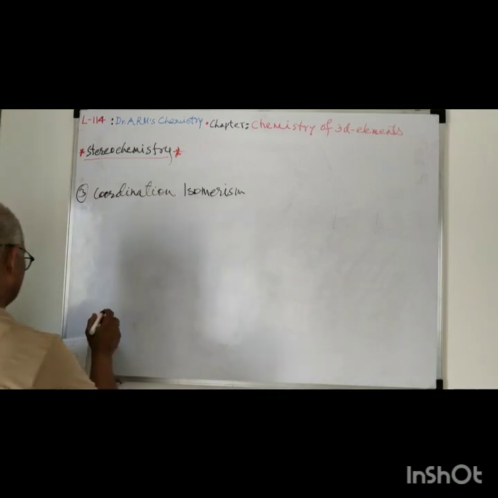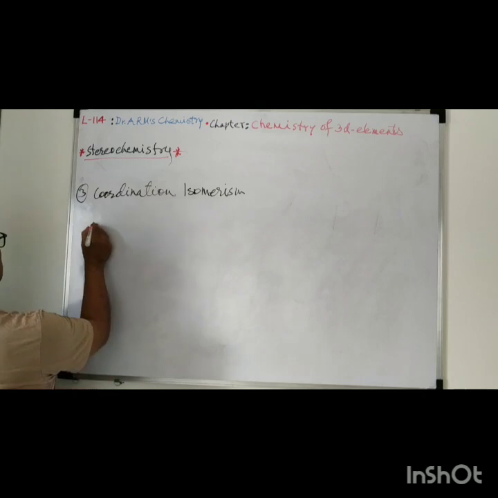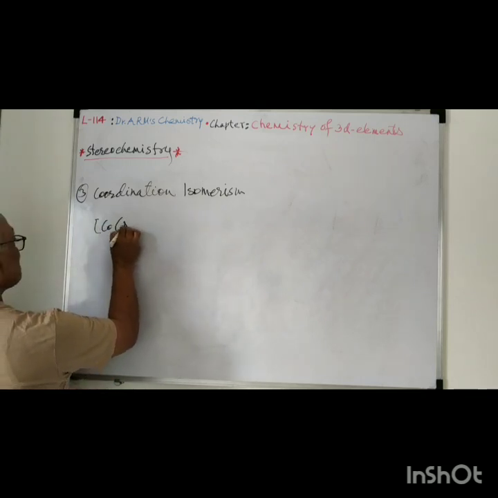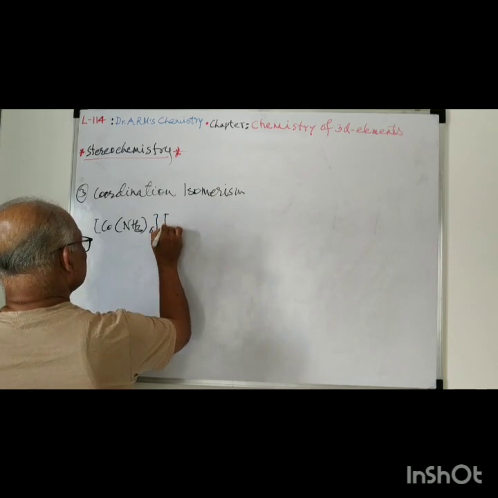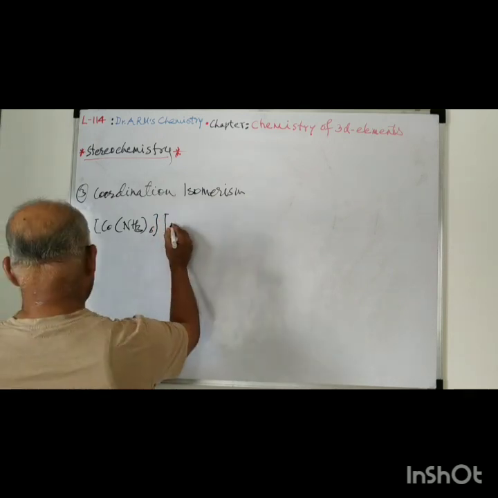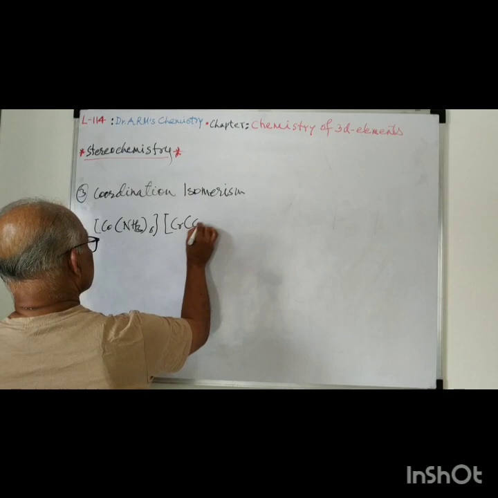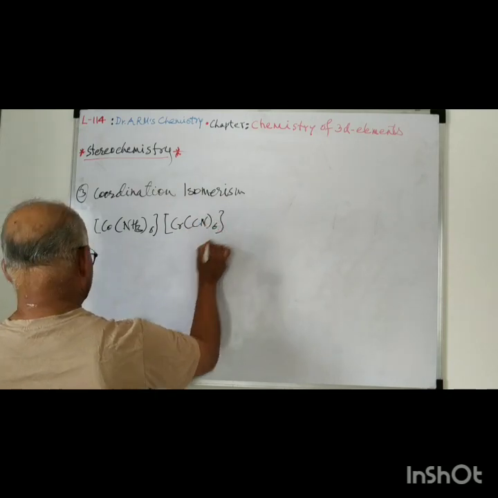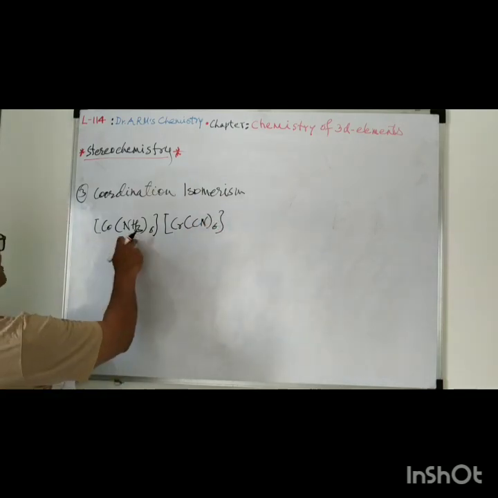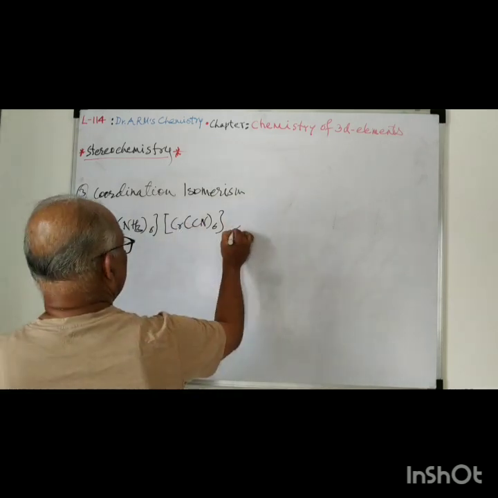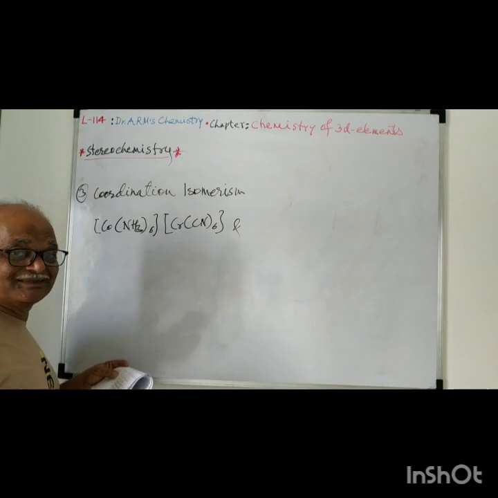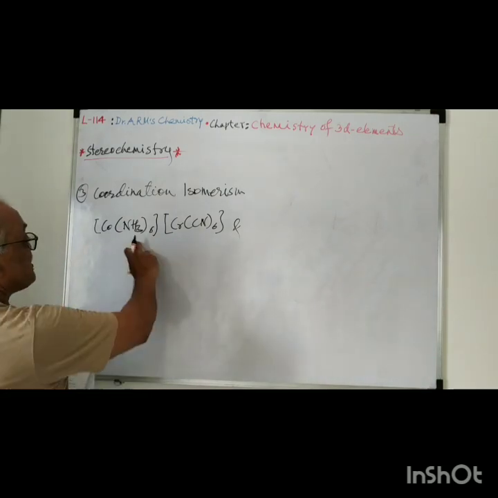For example, if we consider this [Co(NH3)6], this is the cation, and now the anion is [Cr(CN)6]. So this is [Co(NH3)6]3+, [Cr(CN)6]3-, and this is one compound of the complex species.